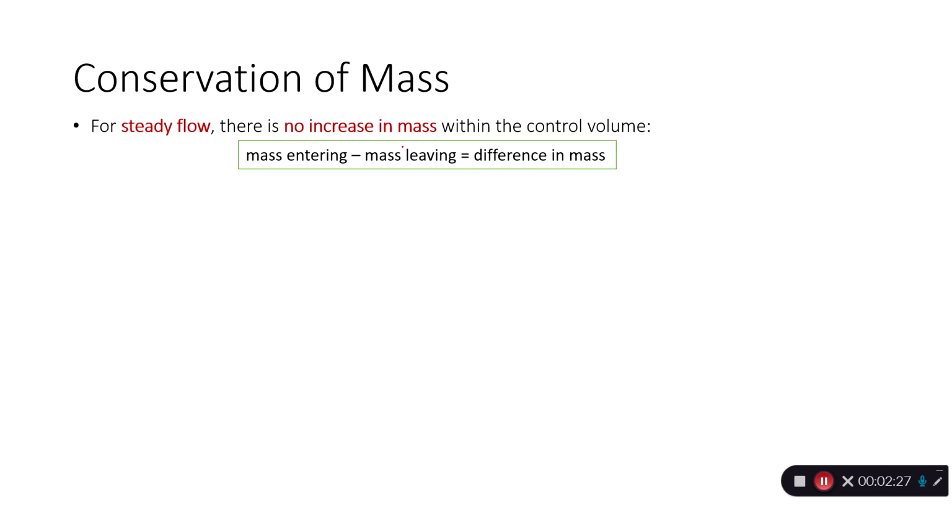So let's say that the difference in mass here equals 0. Alright, then what we have is mass entering will be equal to mass leaving. From the first equation, this is 0, therefore you move the mass leaving to the other side, you get this equation. Whatever enters is equal to whatever leaves, because nothing changes inside.